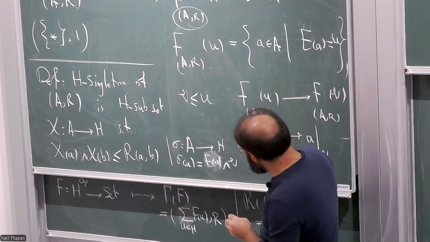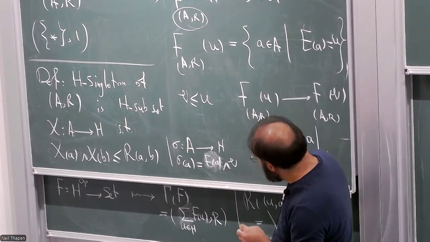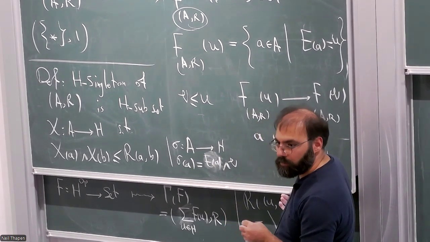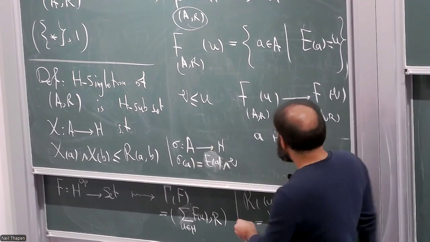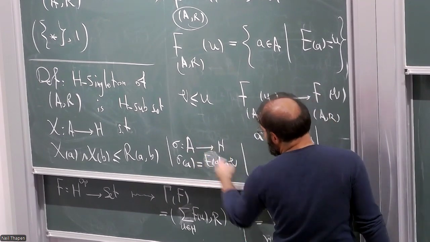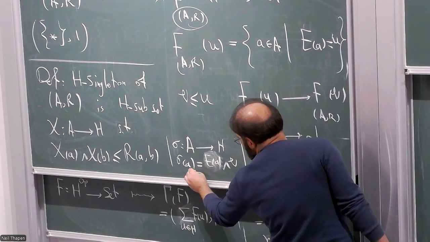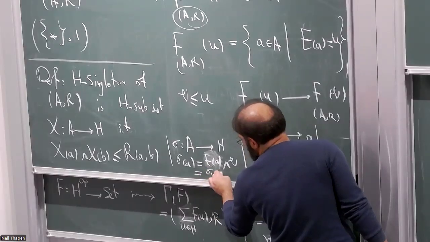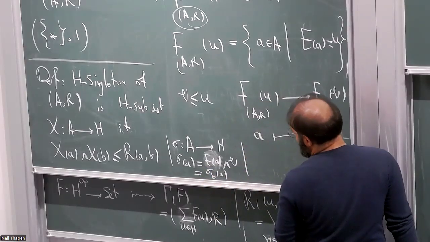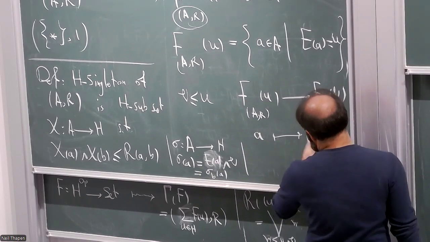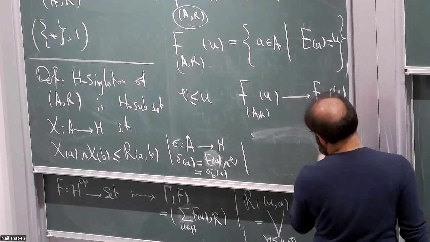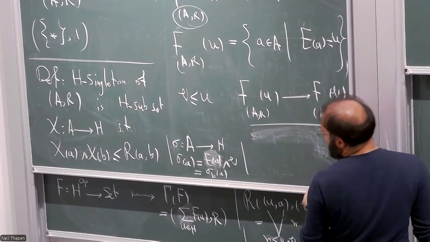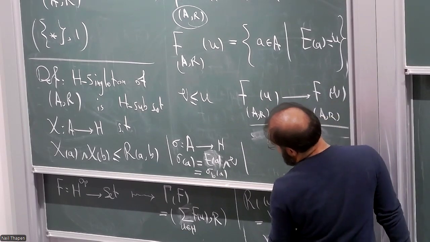So we can check that this is actually a singleton, with that property. Since it is complete, there exists some B such that this sigma of A is actually sigma of B of some A. Therefore what?